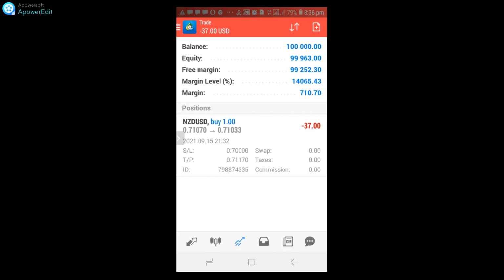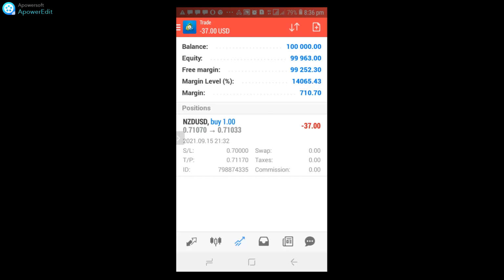Your free margin is more or less like your equity, your margin plus your open position subtracted from the balance. Your margin is 710, your open position is 37. That's 747. Subtract it from the equity. That will give you a free margin.